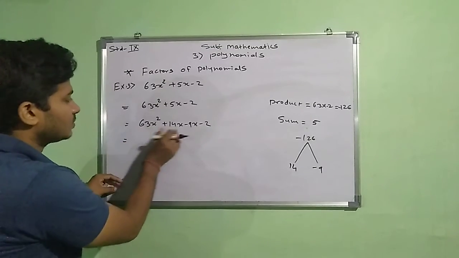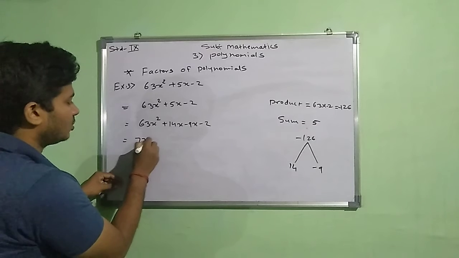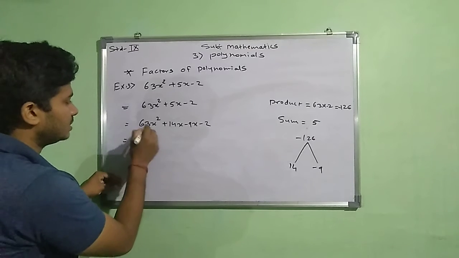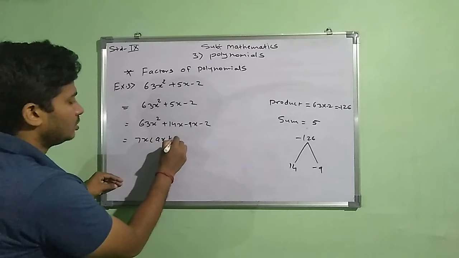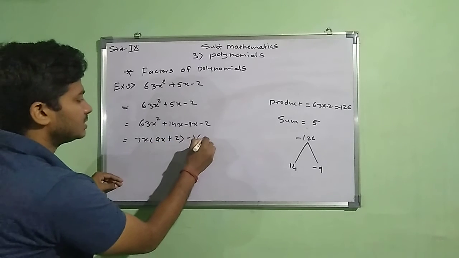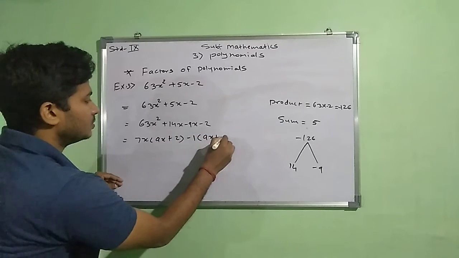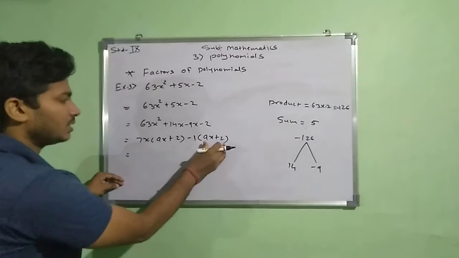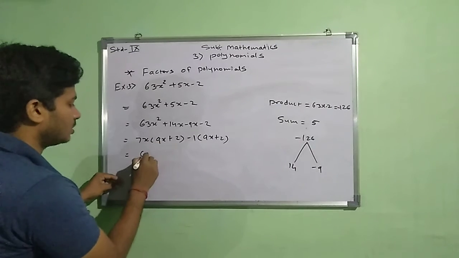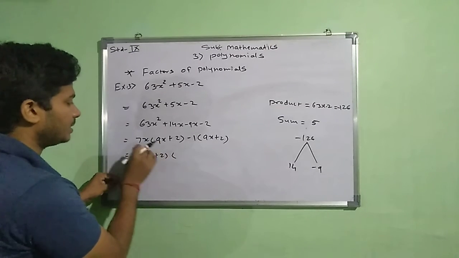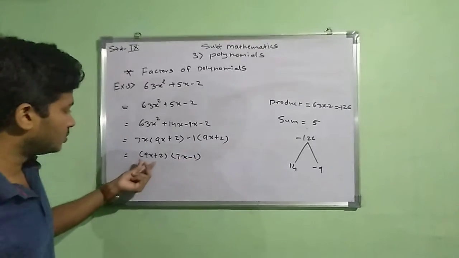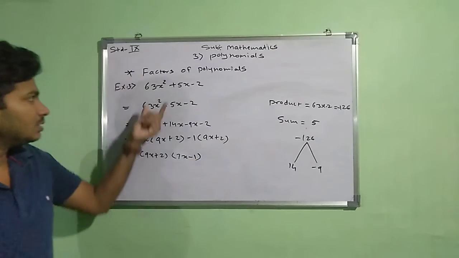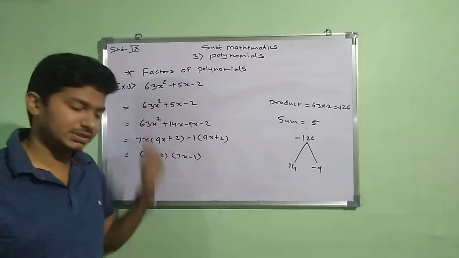Now there is 63x square plus 14x, so we can take 7x as common. After taking 7x, 7 times 9 is 63, so 9x plus 2 will remain over there. Minus 1 inside the bracket, 9x plus 2. Okay. Now we can take 9x plus 2 as common. In the first bracket 9x plus 2 will come and 7x will remain, minus 1 will remain over there. So 9x plus 2 and 7x minus 1 will be the factors of the given quadratic equation.